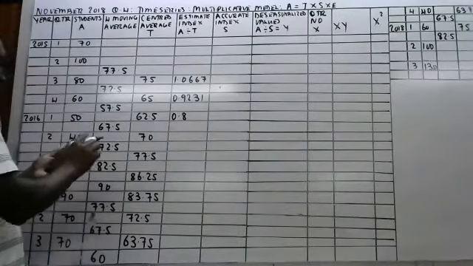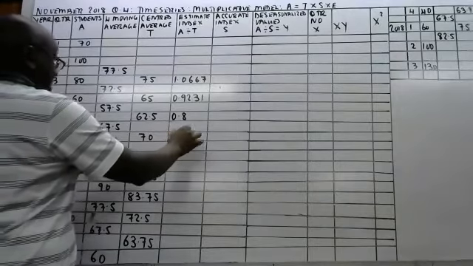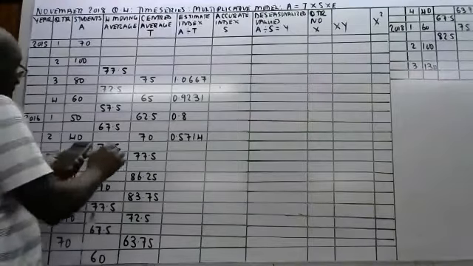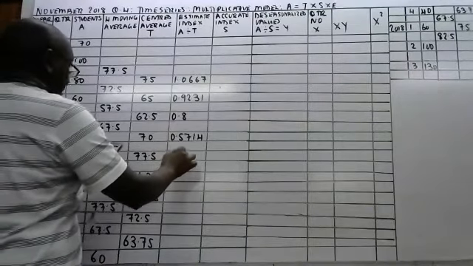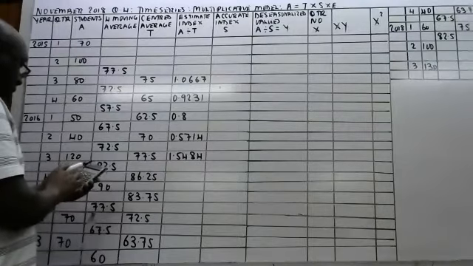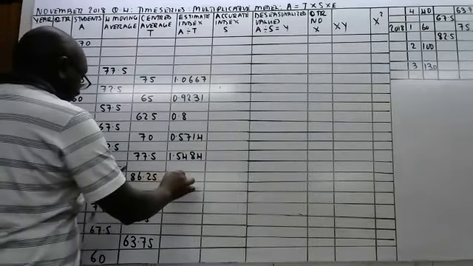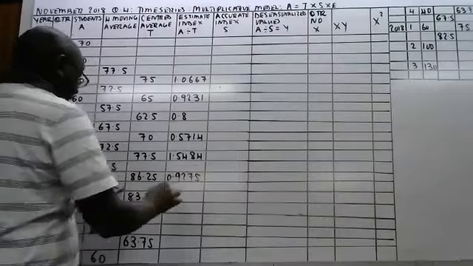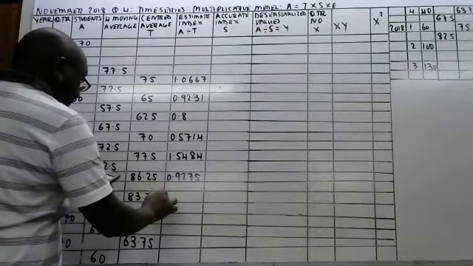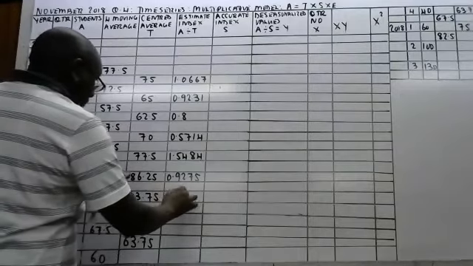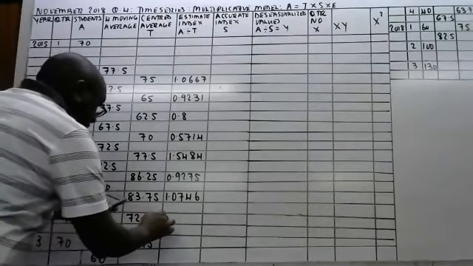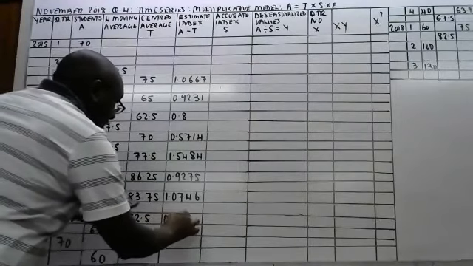40 divided by 70 is 0.5714. 120 divided by 77.5 is 1.5484. 80 divided by 86.25 is 0.9275. 90 divided by 83.75 is 1.0746. 70 divided by 72.5 is 0.9655.